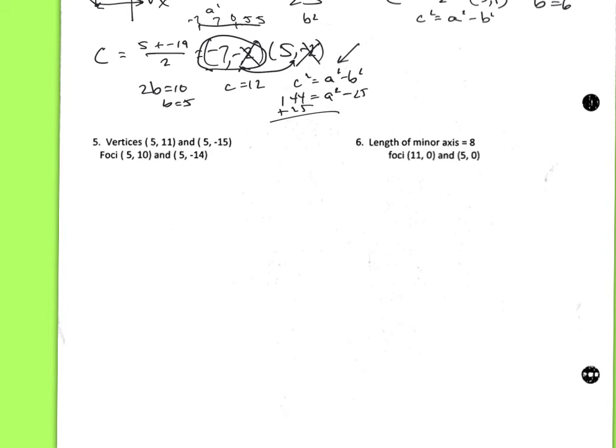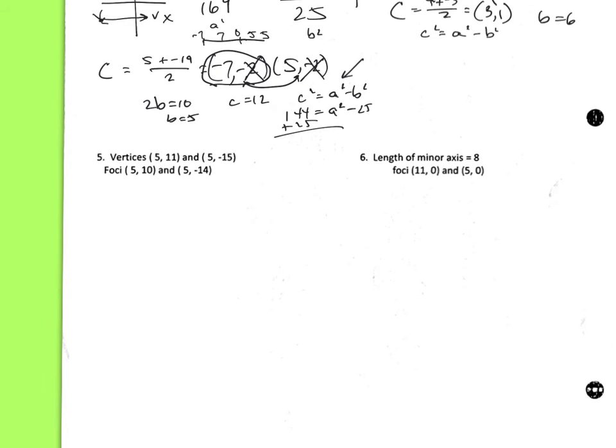So for example, these vertices, in order to find the center, all we have to do is find the midpoint of these 2 points. Well, when your values match, right, so X matches, don't mess with that. All we need to do is figure out the Y value. 11 plus -15 divided by 2. Well, that's -4. So this is the center.